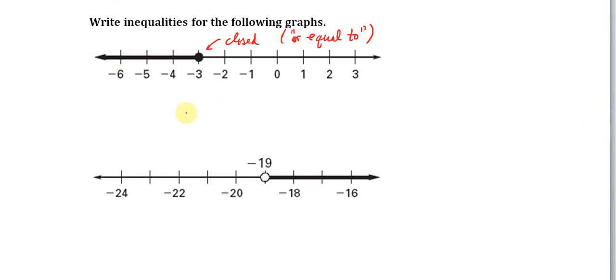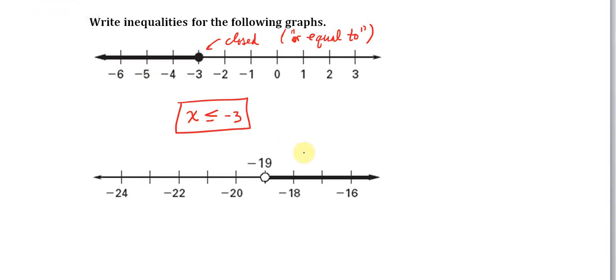And it is going to the left, so it's going to be less than. So we'll use x as a variable. It doesn't really matter which variable, but we'll stick with x for now because that's very common in algebra. So x is all of the numbers that are less than or equal to -3. So we'll write it this way: x is less than or equal to -3. Right, so that's the first one.